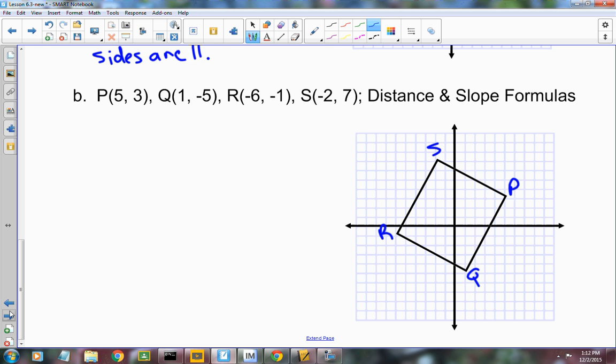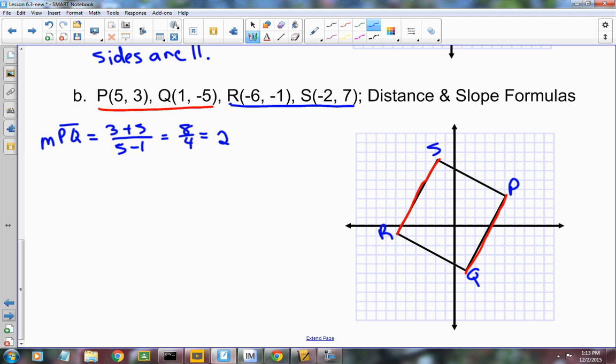Okay, so we're going to pick one pair of sides. Let's pick PQ and RS. I'm going to have to show they have the same slope and the same distance. So let's do slope first. I like to do slope first because if slope doesn't work, I don't have to mess with distance. Usually the slope works on these, but hey, you never know. Alright, so I want the slope of PQ. And again, you subtract your y's, 3 minus a negative 5, over subtract your x's, 5 minus 1. That gives me 8 over 4, which is 2.